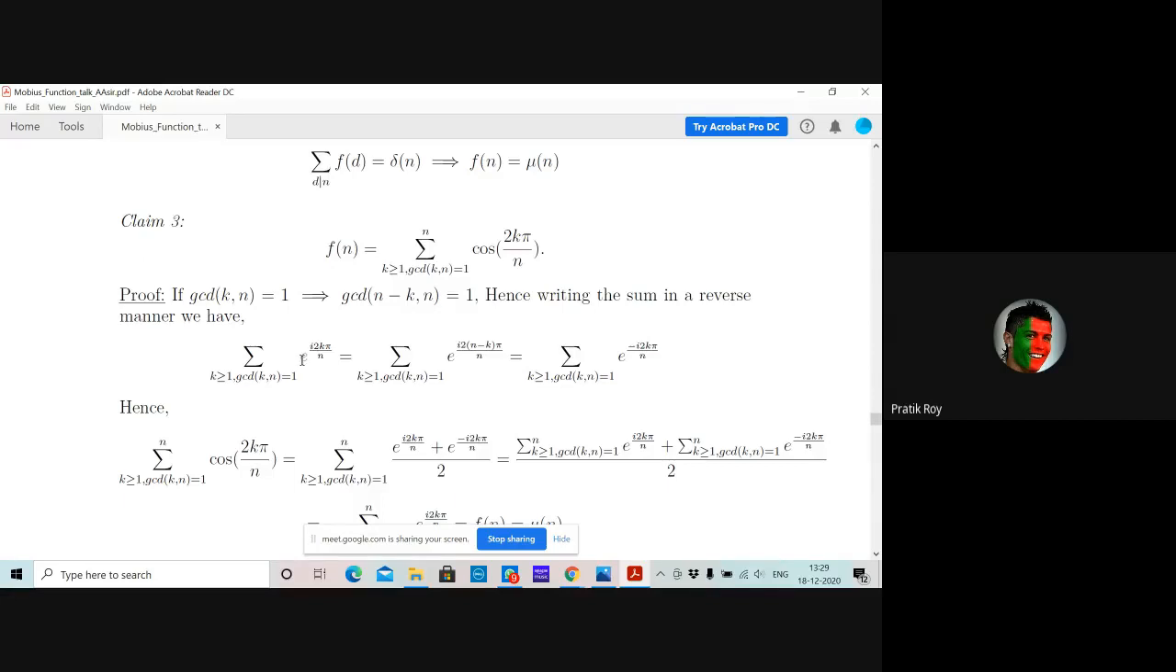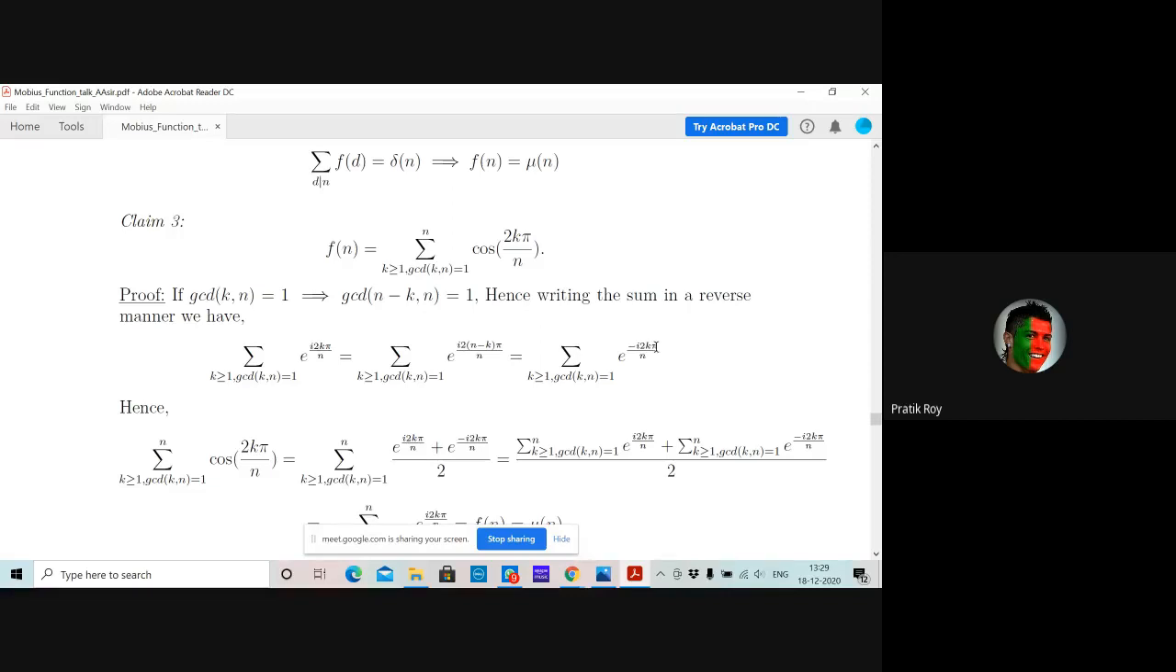This simple observation simplifies the sum that we had, that is, the sum of all the primitive nth roots of unity. If we just change the index from k to n minus k, that index is also in our set, because if k has GCD 1 with n, n minus k will also have GCD 1 with n. So if k is in our set, n minus k will also be there. So I can just reverse the index. It can be written as e to the power 2 (n minus k) pi i by n, which is nothing but e to the power minus 2k pi i by n, because the n cancels with the n in the denominator.